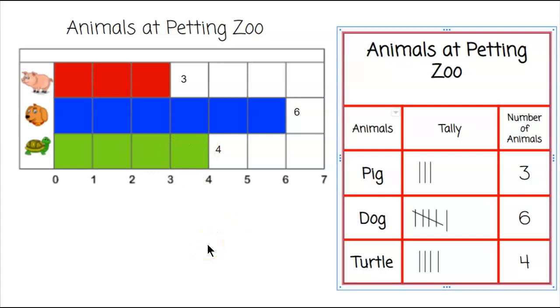What if I asked you, how many dogs and turtles were at the petting zoo? I hope you thought 10 because I have 1, 2, 3, 4, 5, 6, 7, 8, 9, 10 dogs and turtles.